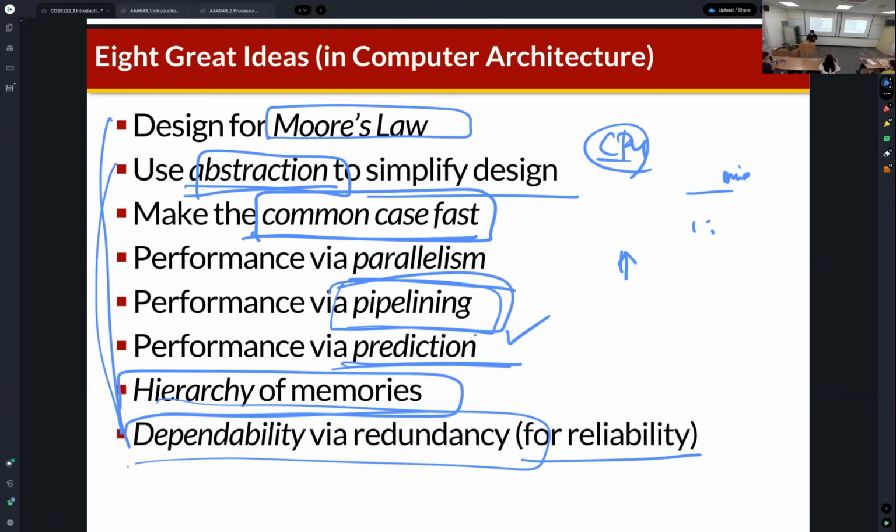So we add these architectural ideas, and we also improve the CPUs based on these ideas. Okay.